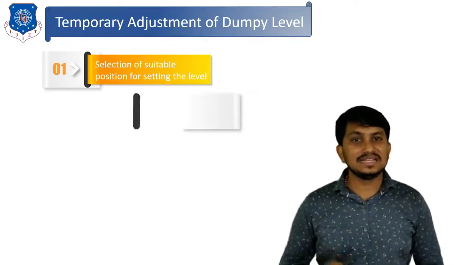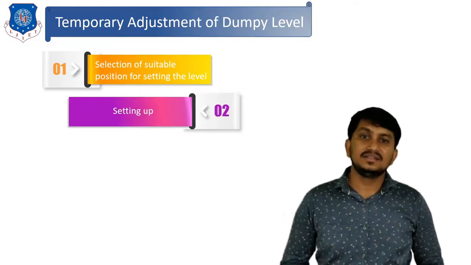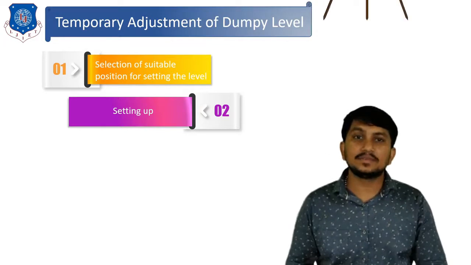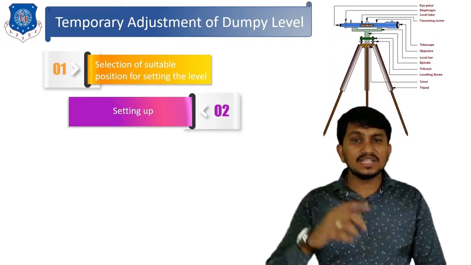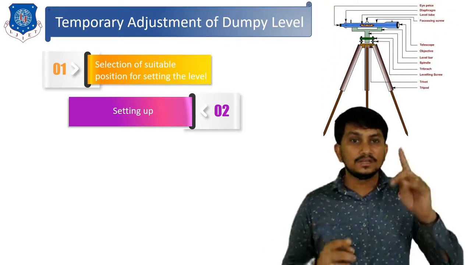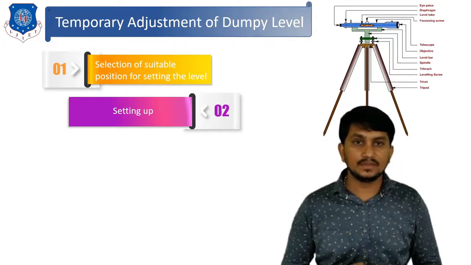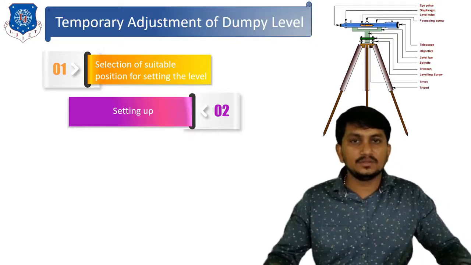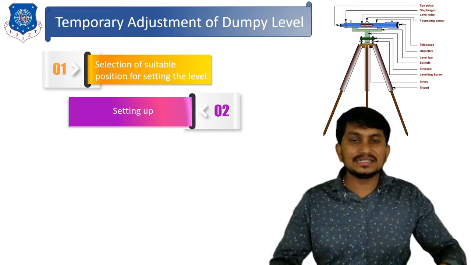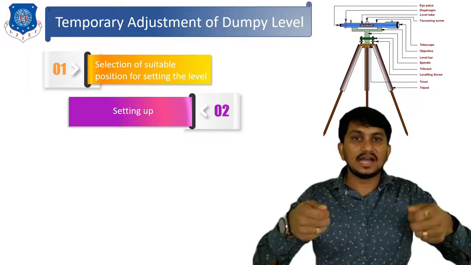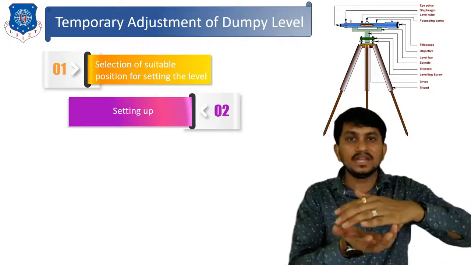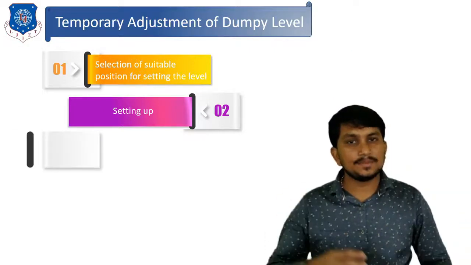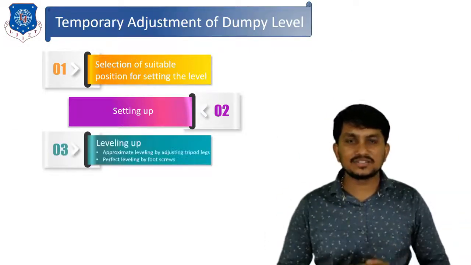Second is setting up the instrument. After selecting the site, we have to set up the instrument. For setting up the instrument, we have to use a tripod and a dumpy level. Tripod legs should be firmly pressed into the ground, and its height is adjusted such that after installing the dumpy level on it, it is exactly at the eye line. Next step is leveling the instrument.